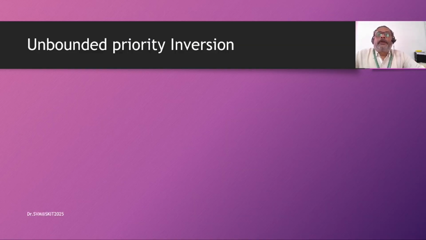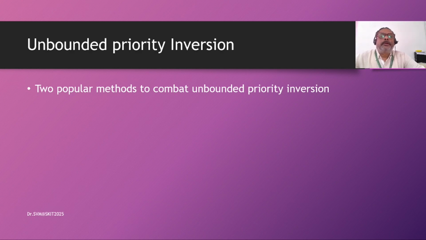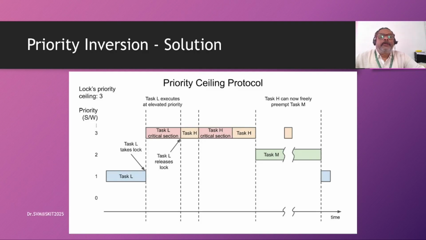Hi friends, welcome back. Now let us try to find a solution for the priority inversion problem we had seen in the previous session. Here we have two popular methods to combat this unbounded priority inversion problem. One is called the priority ceiling protocol and the other one is the priority inheritance protocol. So let's start with our priority ceiling protocol.